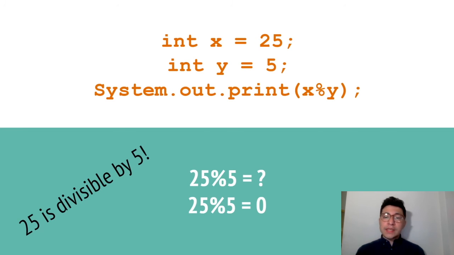So this is again a very small operation that a lot of people overlook, but it is very powerful for a lot of different reasons. It gives us some easy ways for us to figure out remainders that wouldn't otherwise be possible with more complex code.